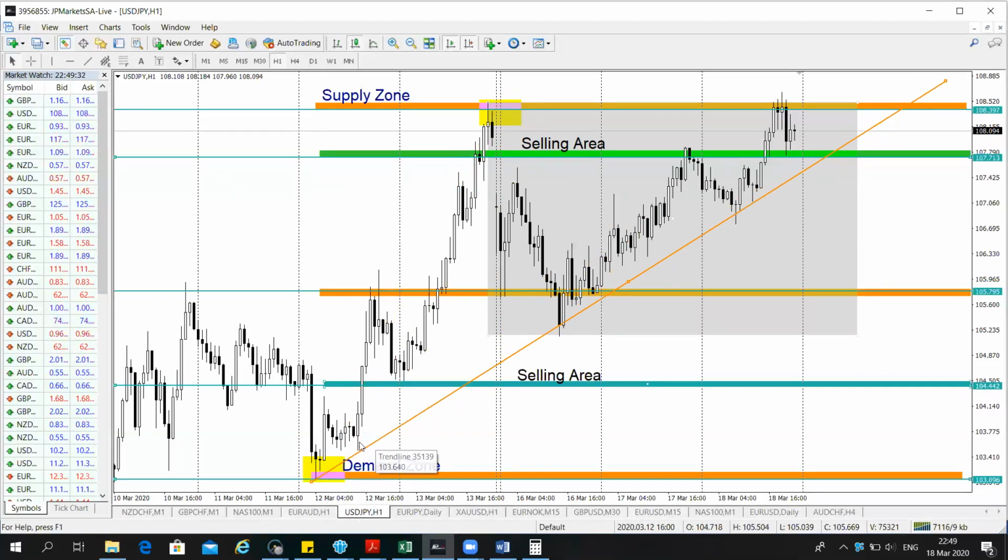Price starts here, rejects on this level, doesn't break the trend line, continues above the trend line, comes here, slightly breaks the trend line, goes up again. But this is more like a rejection. Another rejection is here, another rejection is here. What is this? This is a bullish trend line.